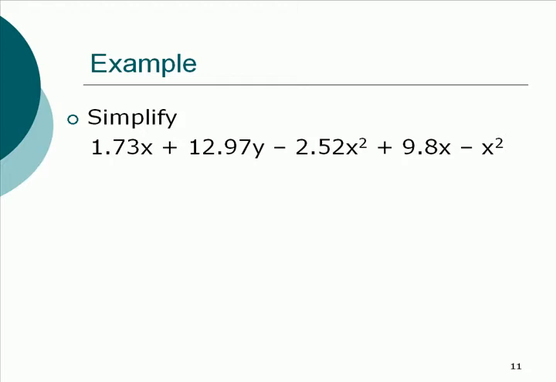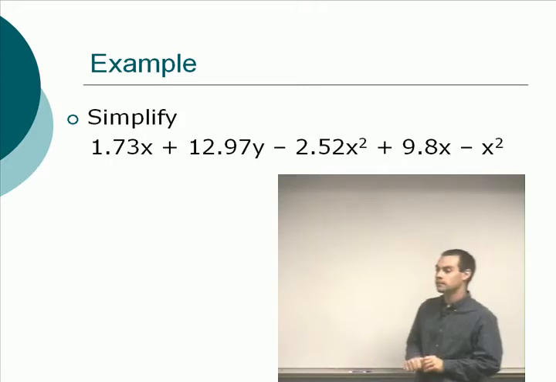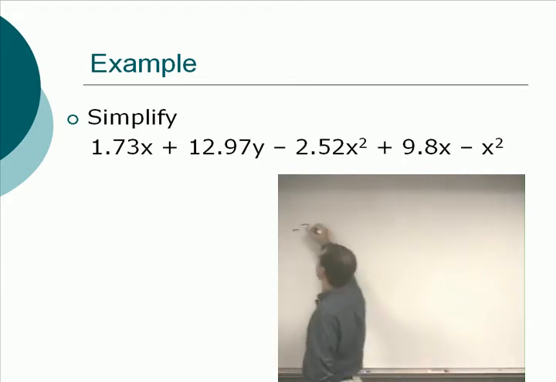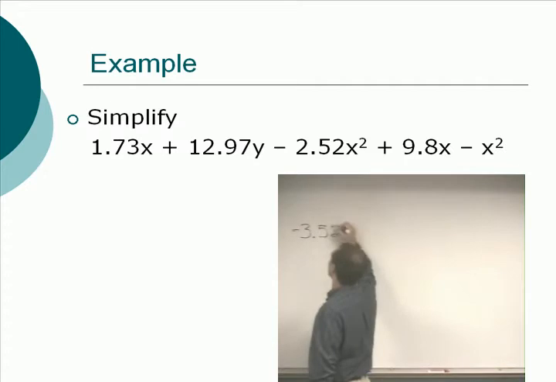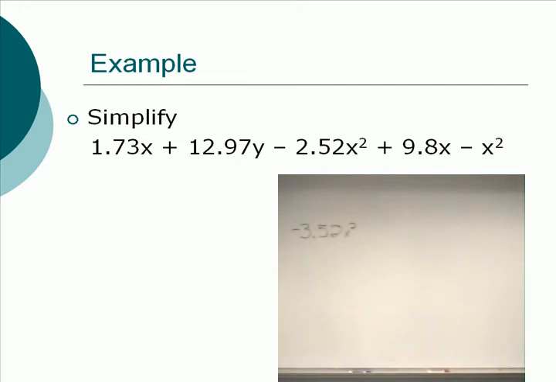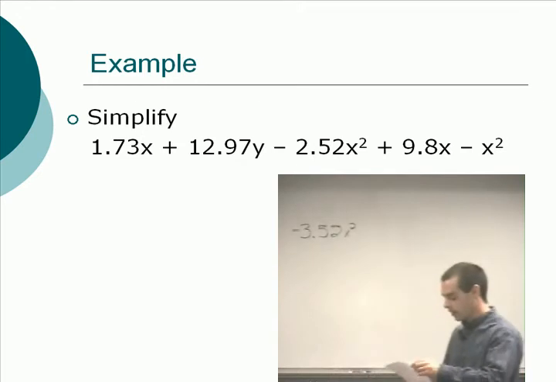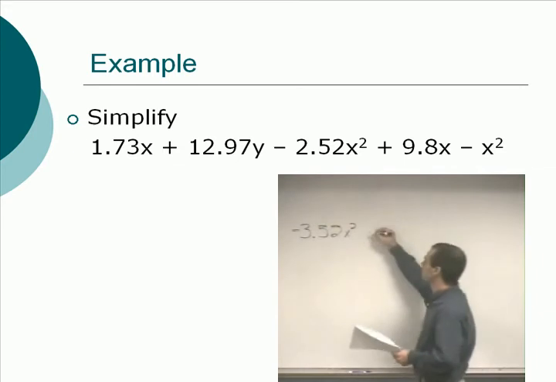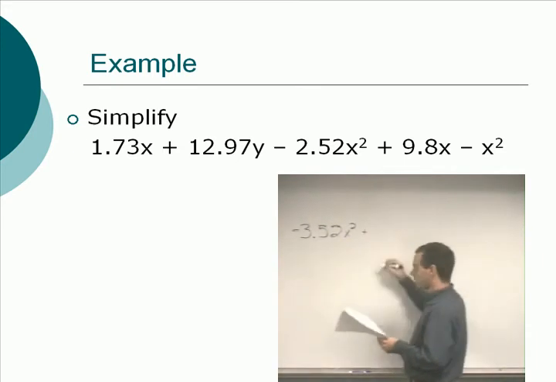So let's start out with the x squared terms. We've got negative 2.52x squared minus x squared. How many x squareds have we got? Negative 3.52x squared. Anytime you don't see a coefficient like on that x squared, you can always assume that it's 1. So we got negative 3.52x squared. Now let's go on and take care of the x terms. 1.73x plus 9.8x is 11.53x.